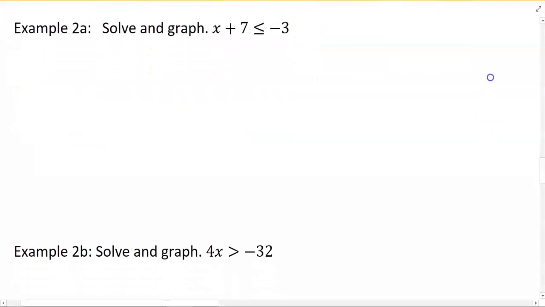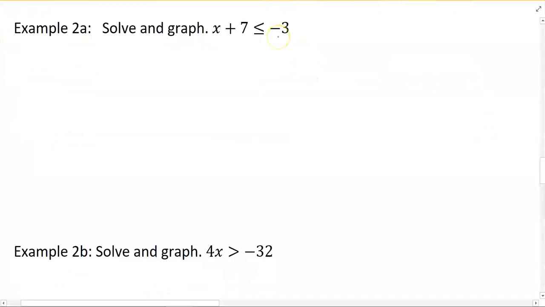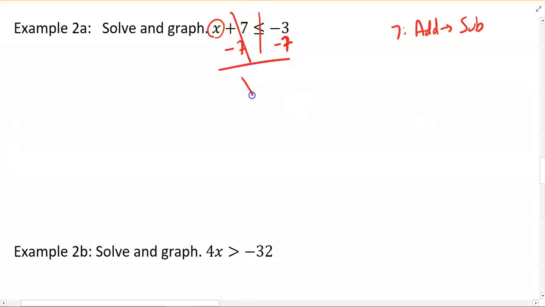So in example 2a, we have that x plus 7 is less than or equal to negative 3. Well, we're solving for x, of course, so it means I need to move this plus 7. And so the 7's there by addition, right? And so I'm going to undo it with subtraction, so minus 7 and minus 7. Remember, what we do to one side, we do to the other. This part cancels, so I'm left with x. Negative 3 and negative 7 gives us negative 10.